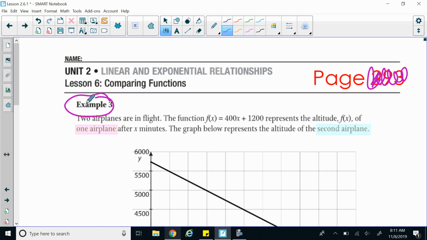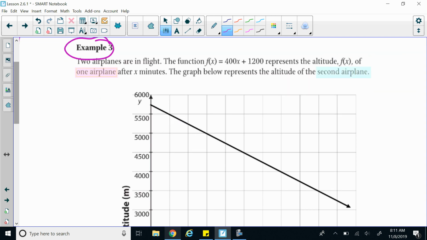So what I want you to do is try this one on your own, pause it, and then start the video up and see if you get the same answer, okay? Cool. All right, so let's see. So we have 2 airplanes, all right? This first function, f of x, is an equation, and the second airplane is the graph, our graph here.